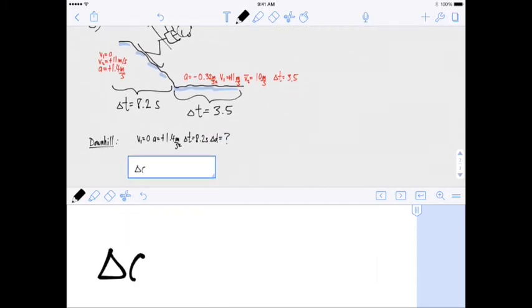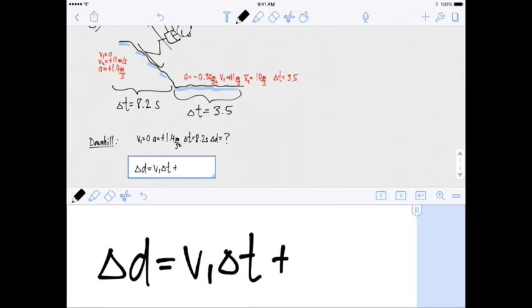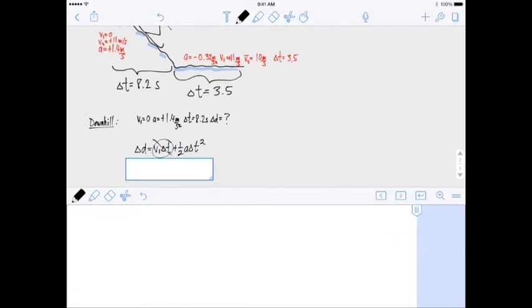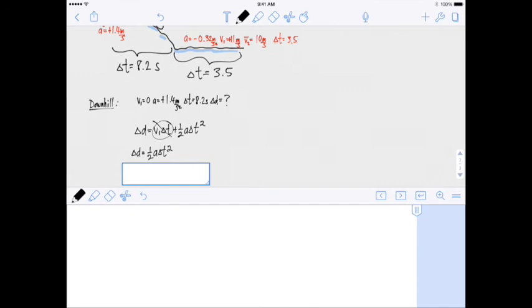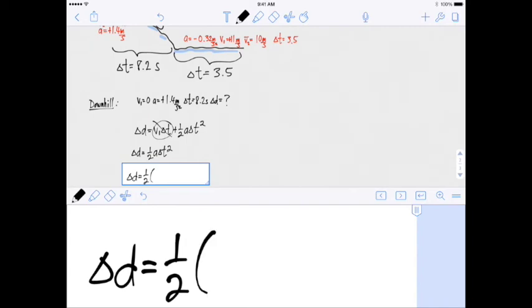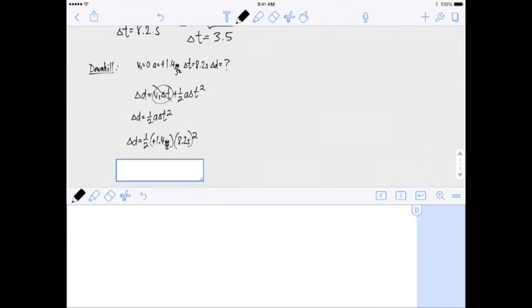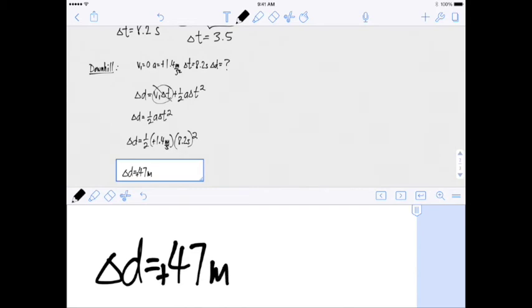For this, we can use equation number 3. And we know that this can be simplified because v1 is 0. So delta d is going to be equal to 1/2 a delta t squared. And we can go right ahead and sub and solve. So positive 1.4 and a time of 8.2 seconds. Square it. Punch it into your calculator, and you should end up with positive 47 meters.